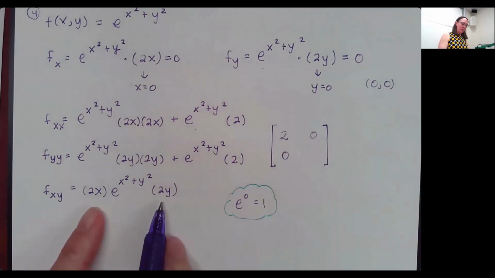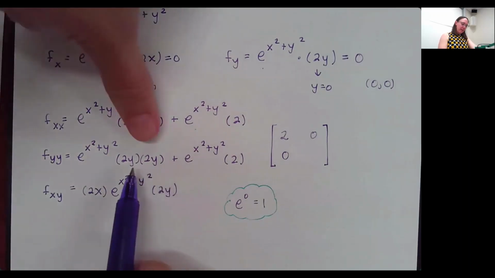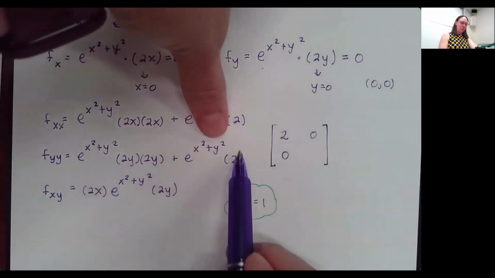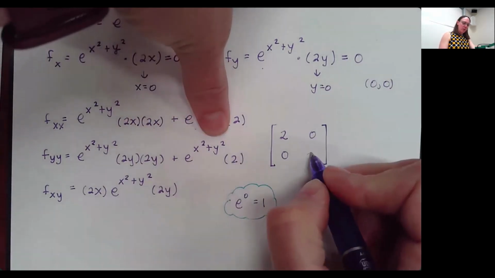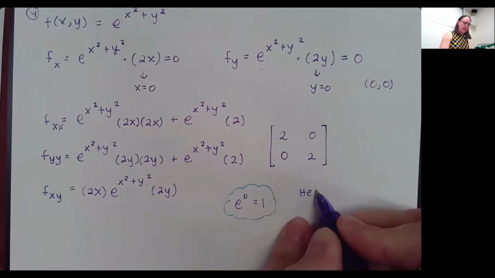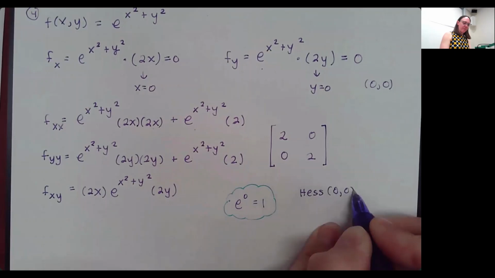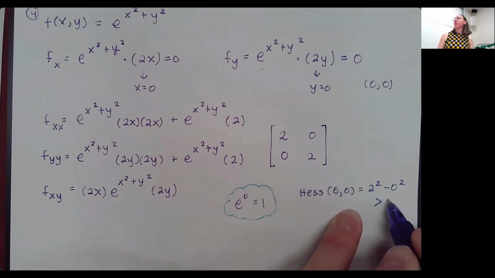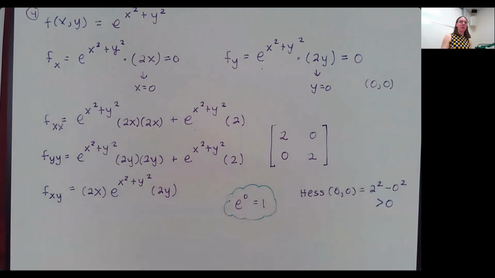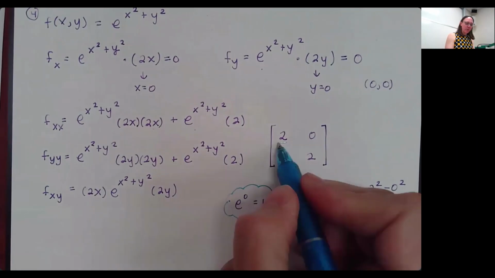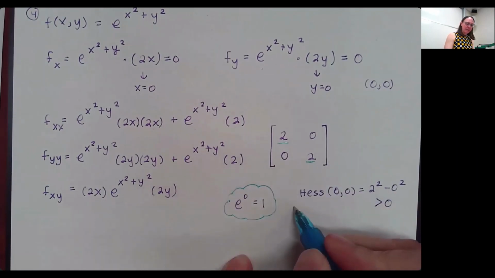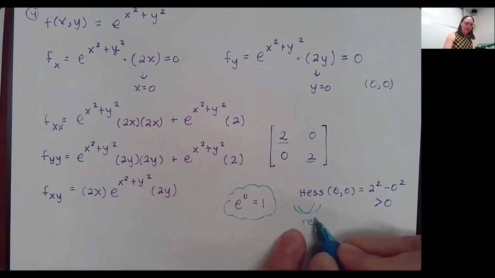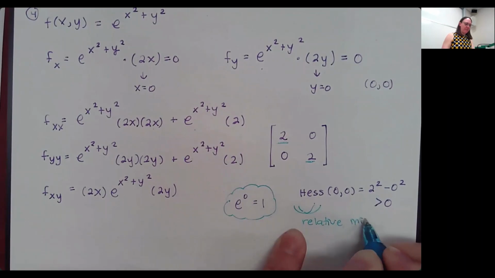And when I look at my partial with respect to y twice, that's going to go to 0 because I'm plugging in 0 for y. And this will look like 1 times 2, or 2, which means that my Hessian at 0, 0 is equal to 2 squared minus 0 squared. That is positive. And whenever my Hessian is positive, I'm looking at my concavity. And since both of these are positive, I know that very near my critical point, I'm concave up. And this has to be a relative min.